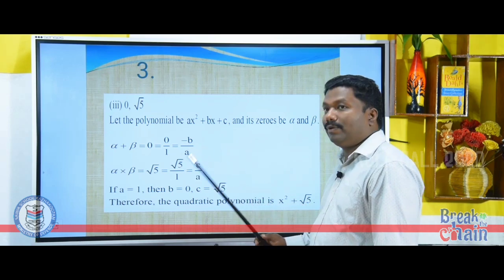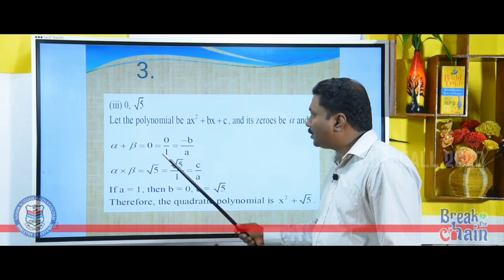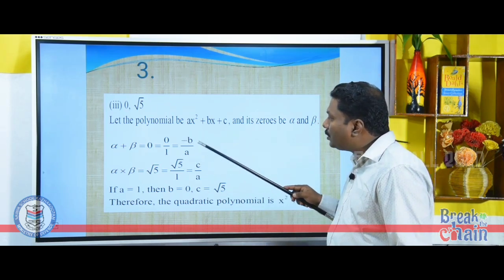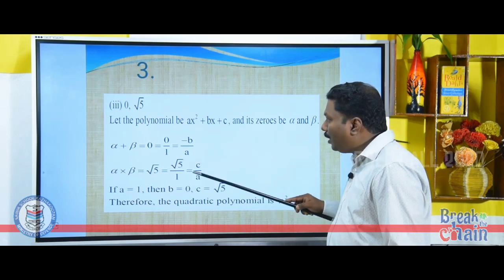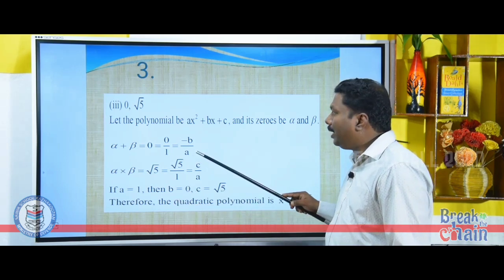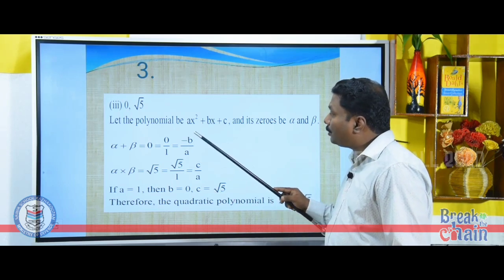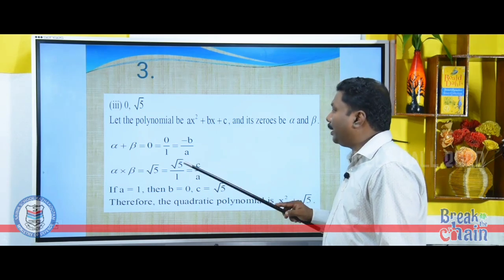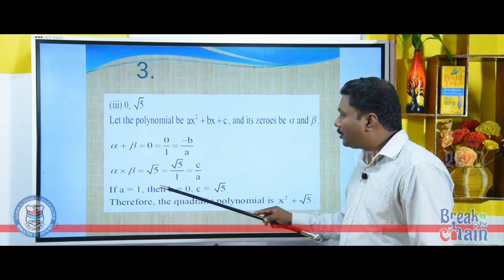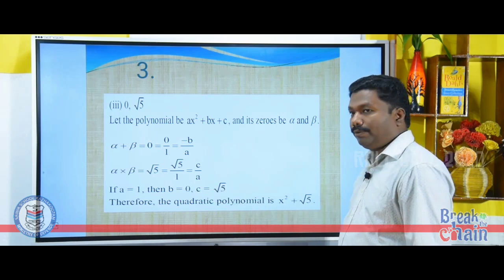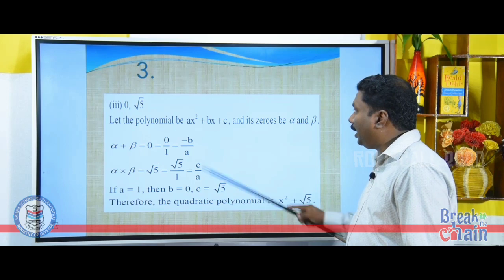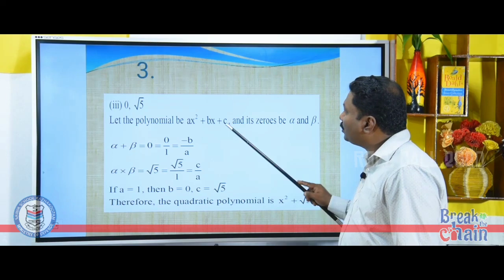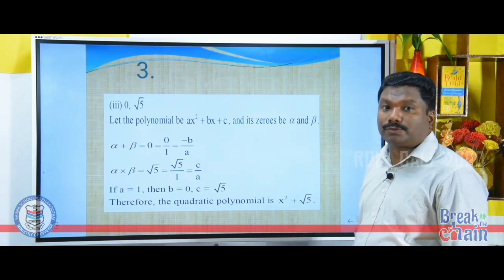Now we can compare with the relation between sum of the zeros and coefficient of the quadratic polynomial. That means 0 by 1 equals minus b by a. Root 5 by 1 equals c by a. So it is clearly a equals 1 and minus b equal to 0, therefore b also 0. At the end, c equal to root 5. So a equals 1, b equal to 0 and c equals root 5. Therefore, the quadratic polynomial is 1 into x square, plus 0 into x, plus root 5. So the quadratic polynomial is x square plus root 5.